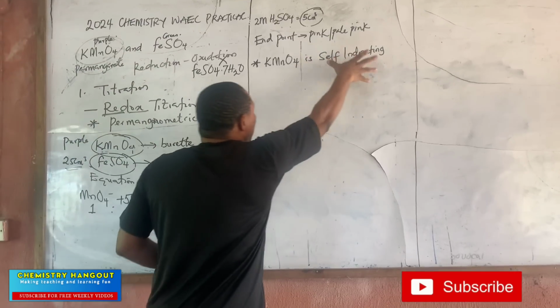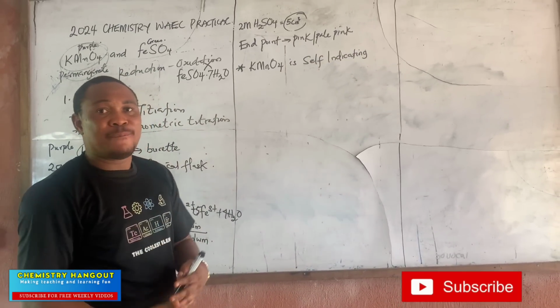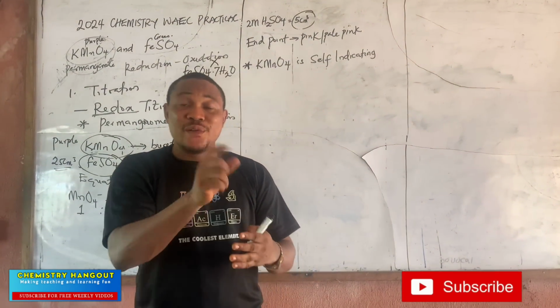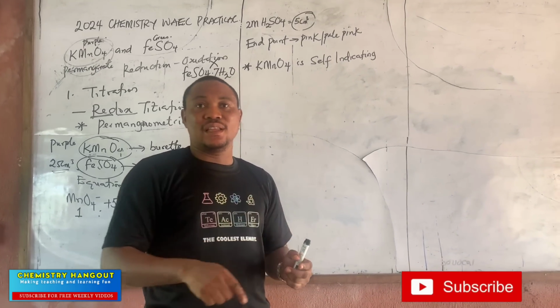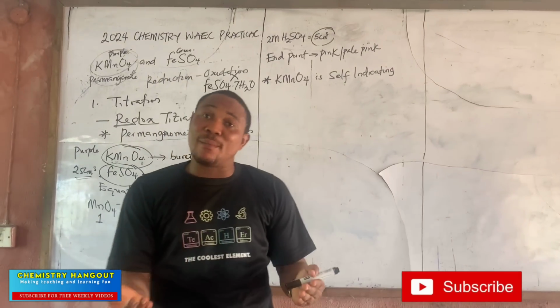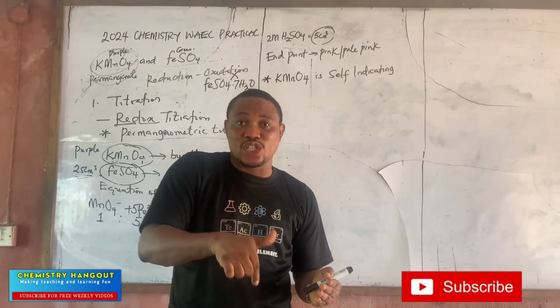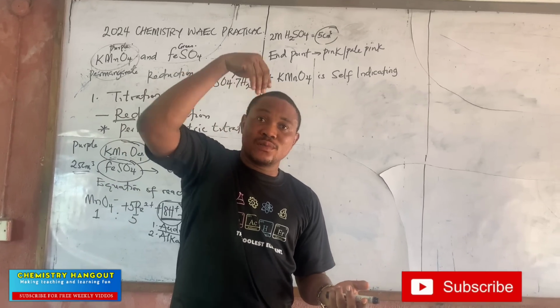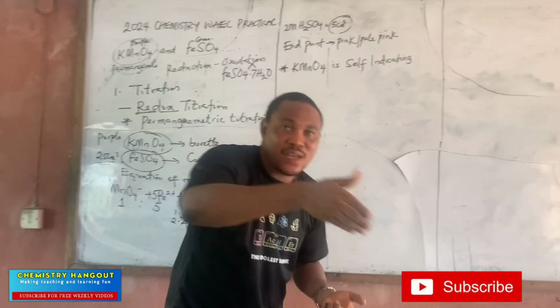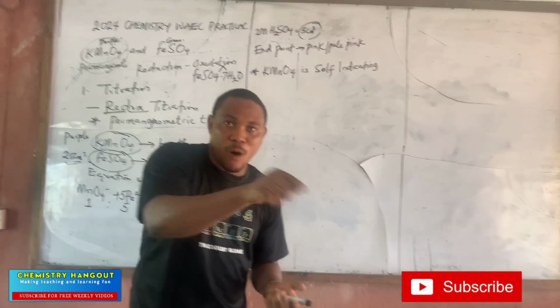So KMnO4 is self-indicating. I've said that. And why is it that you don't read the lower meniscus or the lower rim in the burette when you are titrating? It is because KMnO4 is colored, so we will not be able to see the lower meniscus of the burette. We will not see it because it's colored. So we have to take readings from where we are actually seeing, which is the upper meniscus.